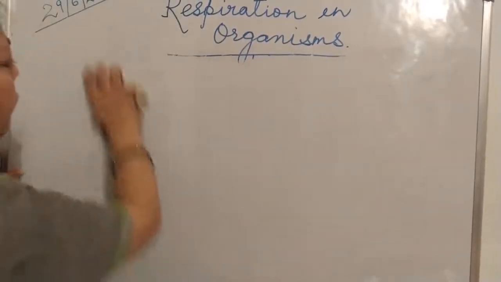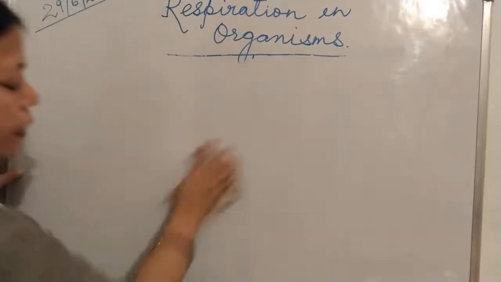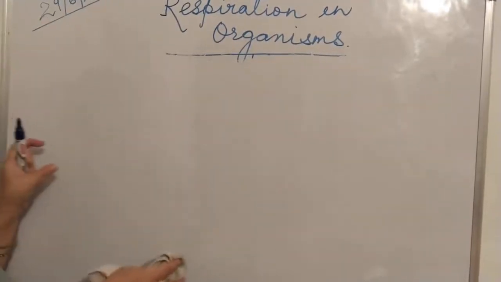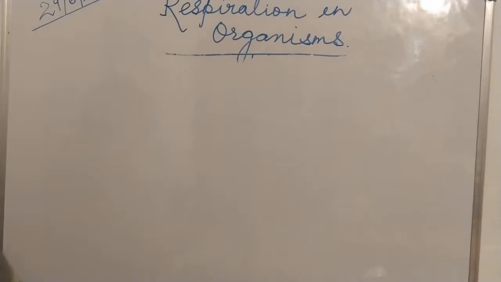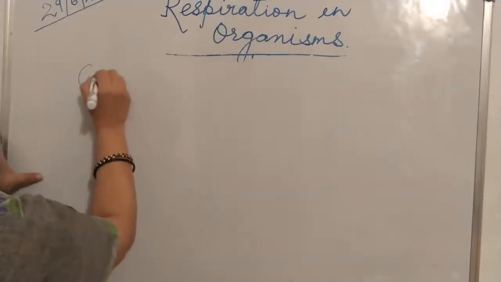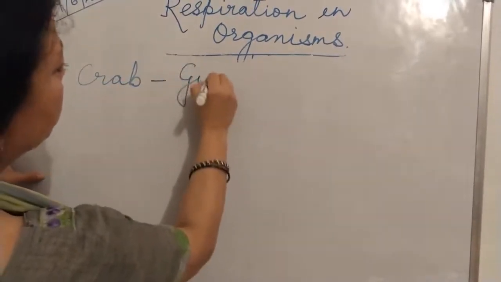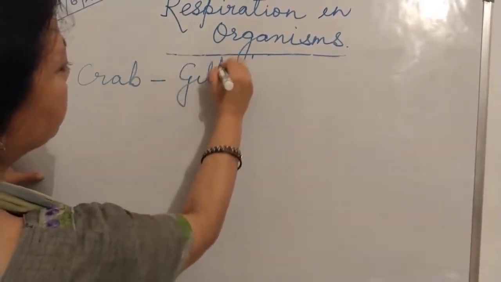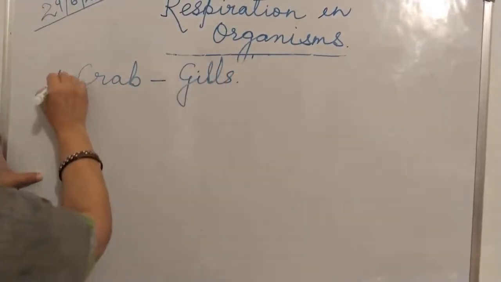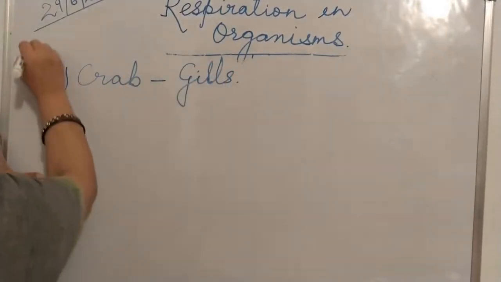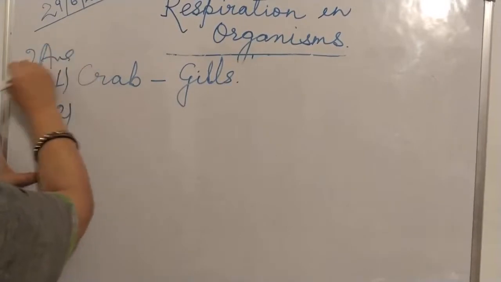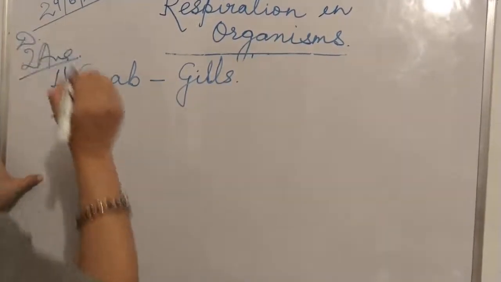First, the definition of respiration is already given in your book in the keywords. Second, name the respiratory organs of crab. It is gills. Crab respires through gills. Then this one is the second answer, that is D2.